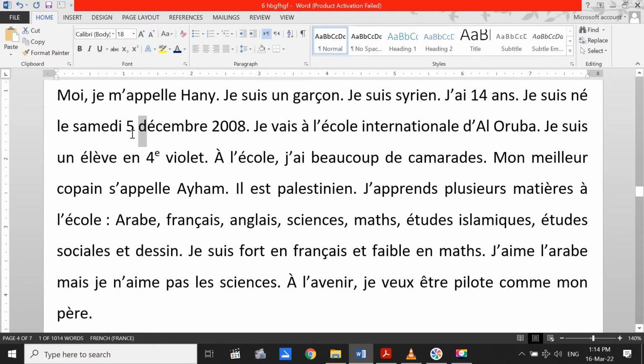But if you pronounce the Q, it will be correct. There is no problem. 5 or Saint Décembre 2008. Je vais à l'école internationale d'Al-Oroba. Je suis un élève en 4e violet. I'm in grade 8 violet.